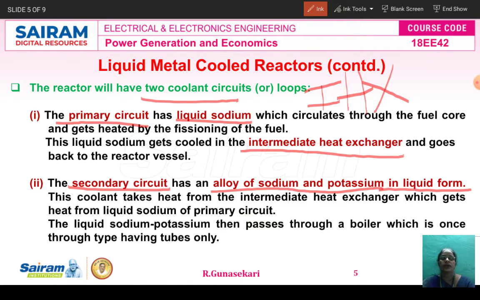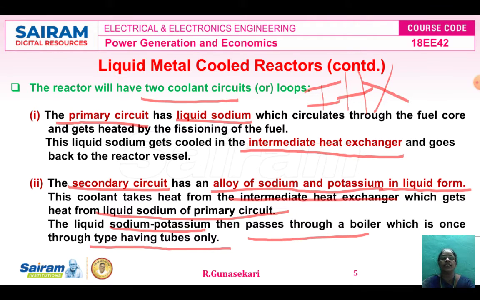IHX. Then in the secondary circuit, sodium-potassium is used as the coolant. This coolant takes heat from the intermediate heat exchanger, which gets heat from the liquid sodium of the primary circuit. The liquid sodium-potassium passes through the boiler, which is a once-through type with heavy tubes. So this is the steam generator, another heat exchanger in the secondary circuit.